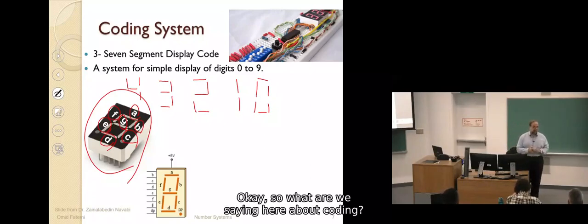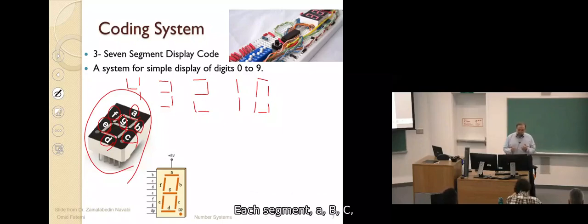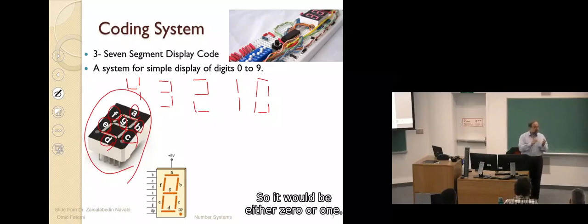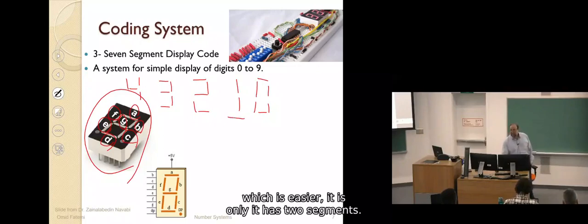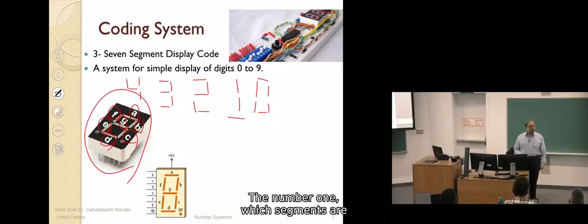So what are we saying here about coding? Each segment, A, B, C, D, E, F, G, as you see here, if you consider it as a bit, would be either on or off. So it would be either 0 or 1. So, for example, the number 1, which is easier, has 2 segments. The number 1, which segments are on?